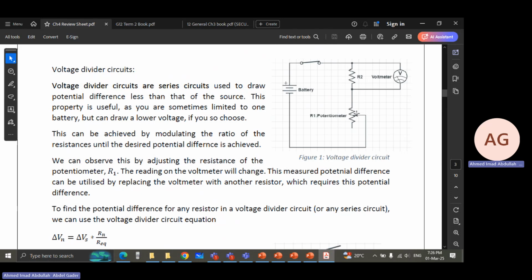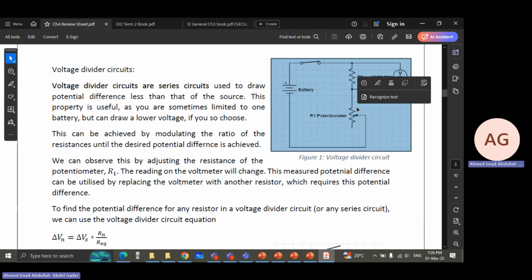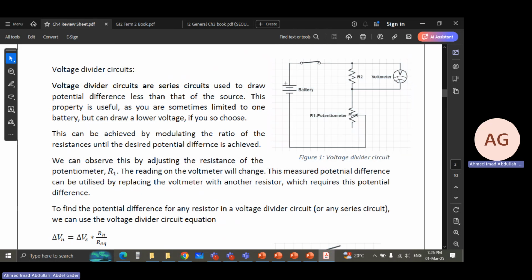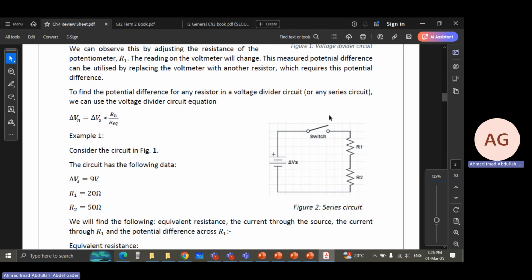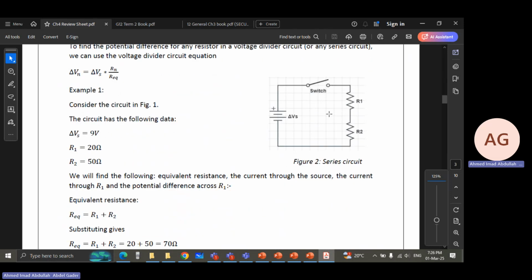So what I can do is adjust this potentiometer and decrease its resistance, and by decreasing its resistance, the ratio of R2 to R1 increases. Thus, I will end up with more energy being allocated to R2 or consumed by R2. Please go through this example. Feel free to pause and try to find delta V1 and delta V2 using this formula.